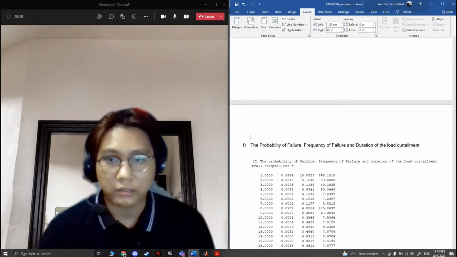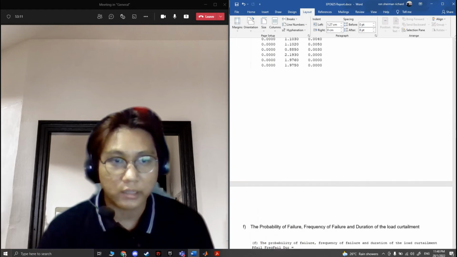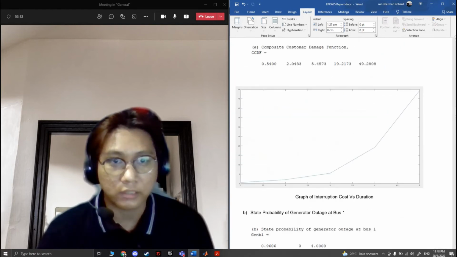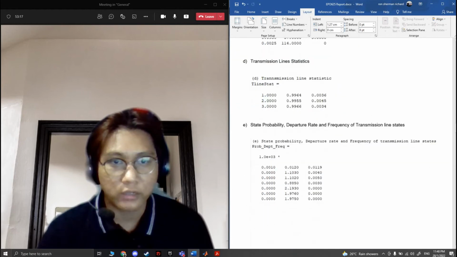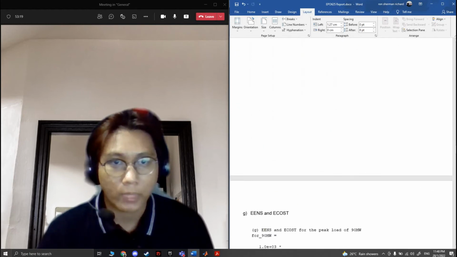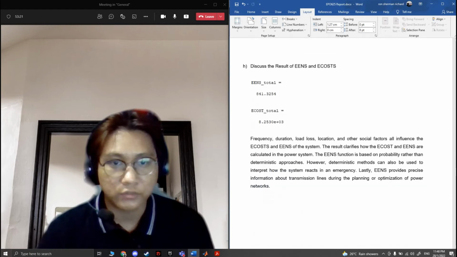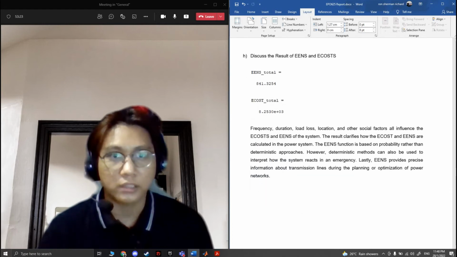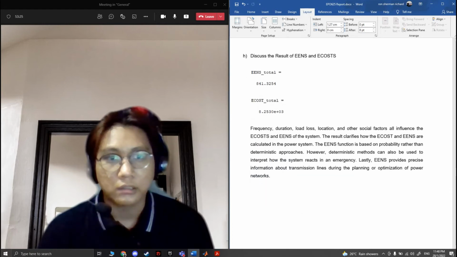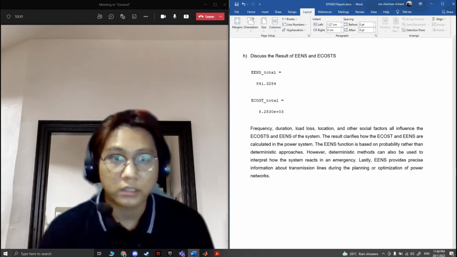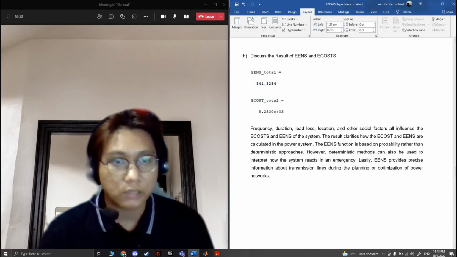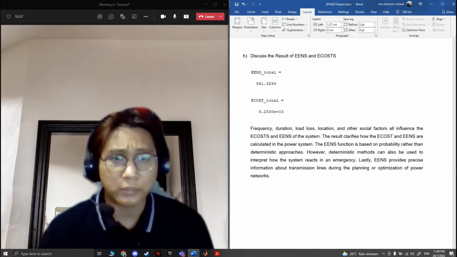Before I discuss the ECOS and ENS, as can be seen here, for the result, we compile every answer from the MATLAB software here. And as for the discussion for the ENS total and ECOS total, frequency, duration, load loss, location, and other social factors all influence the ECOS and ENS of the system. The result clarifies how the ECOS and ENS are calculated in the power system.